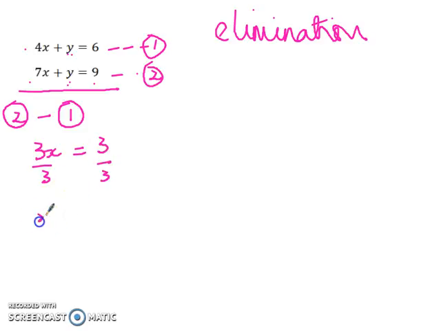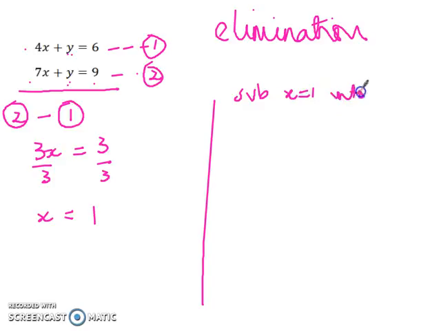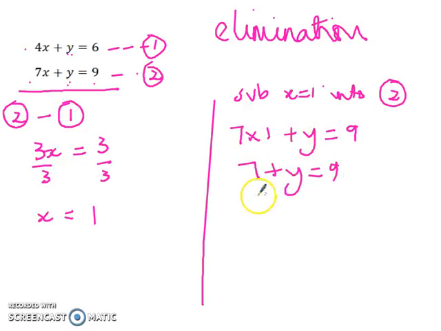Then your algebra backtracking, 3 divided by 3 is 1. Substitute x equals 1 into one of your equations. Let's go into number 2. 7 x's, x is only 1, plus y is 9. 7 plus y is 9. Take my 7 away, y is 2. So my coordinate is (1, 2).